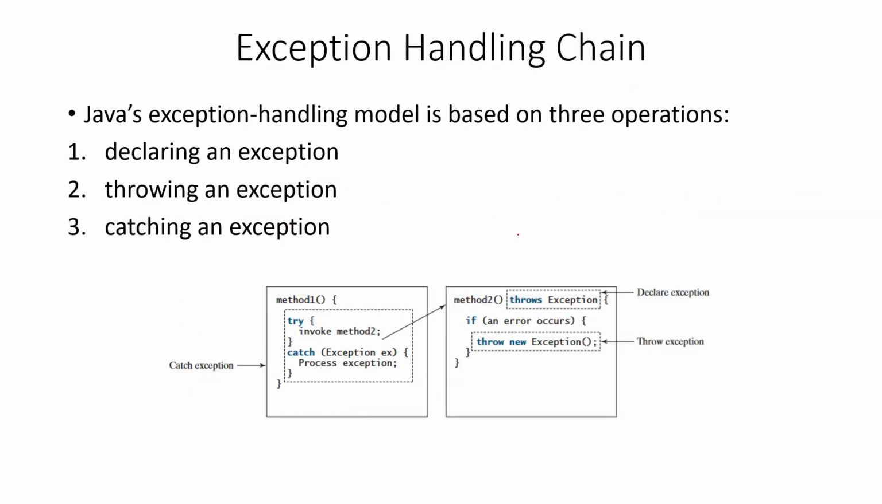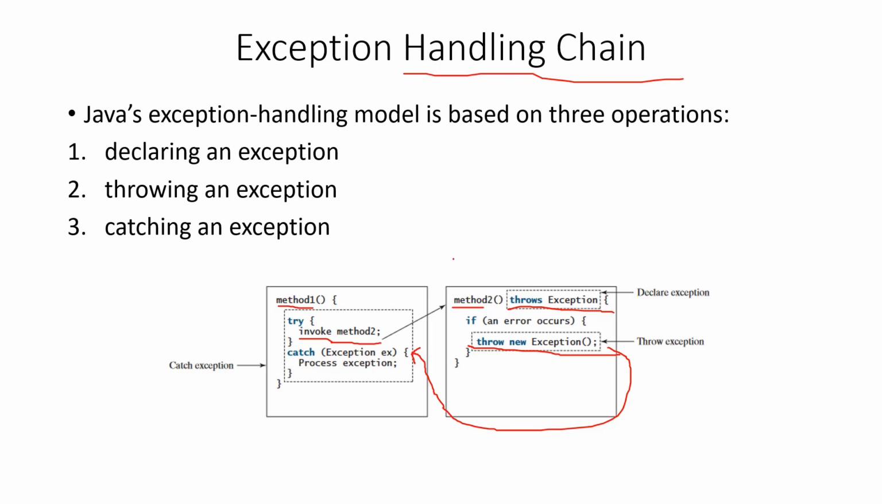So in Java, we can get some kind of handling chain. For example, we have two methods, method 1 and method 2. Inside of method 1, we have try and catch, and inside of the try, we want to invoke method 2. Method 2 throws some exception, and when we have an error inside of method 2, we just throw the new exception. This exception would be caught in method 1.